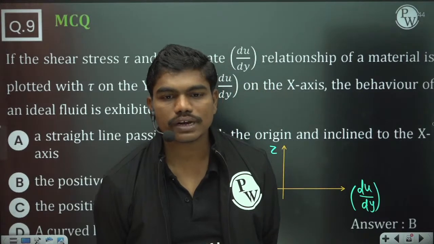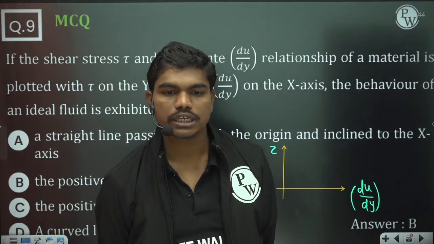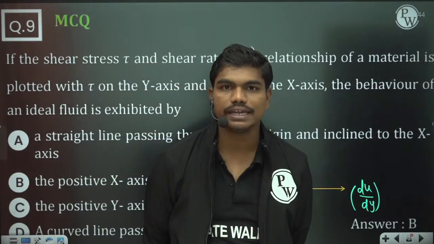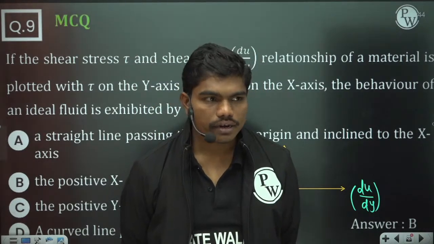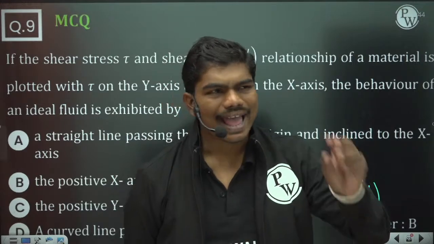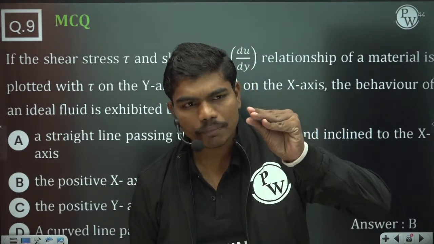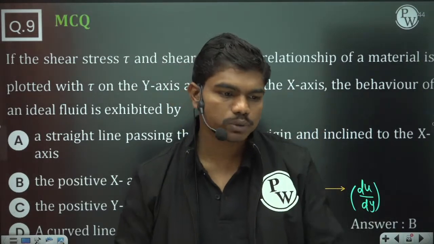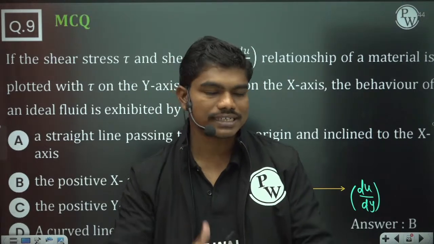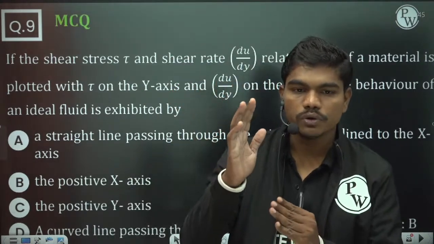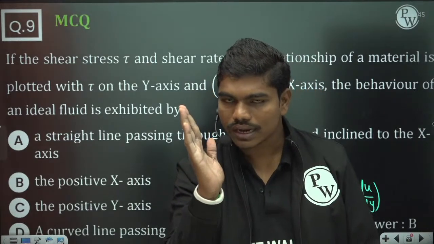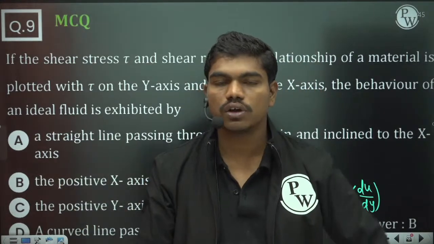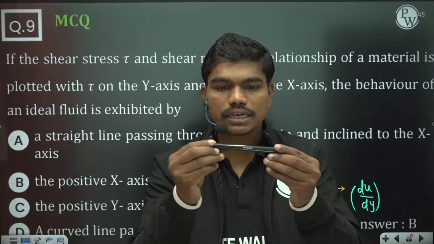Ideal fluids generally do not have any viscosity, correct? You know this. So ideal fluids don't have any viscosity. And normally ideal fluids are those fluids that start flowing as soon as you apply some shear stress. Let us suppose water, for example, is an ideal fluid. If you have a transparent bottle, I might have shown you, if you slightly tilt the bottle, then what happens? The fluid continuously flows.